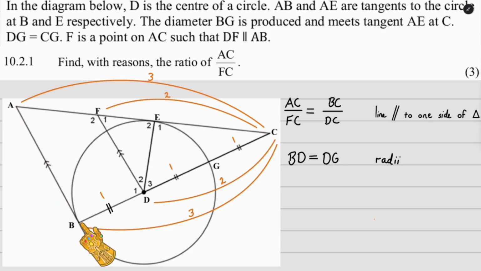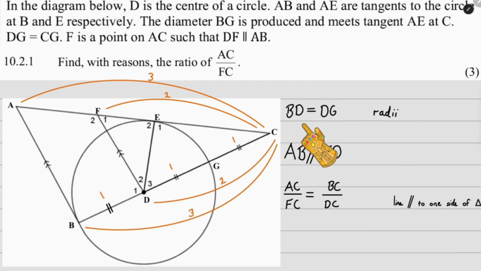So I'm just going to say AB is parallel to FD for me to actually apply that theorem I've been using, line parallel to one side of triangle. So the best order to do it in is you state the radii first, then you state the parallel lines, and then you jump into your ratios. You should state your ratios after you show the parallel lines. But you kind of need to work backwards in these questions to actually know what to do.